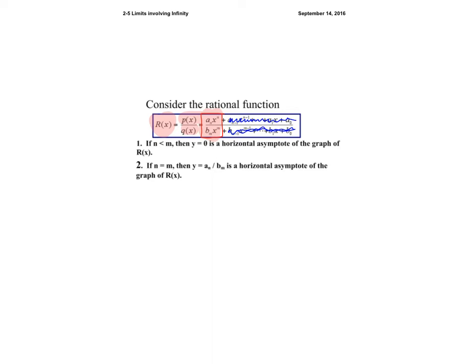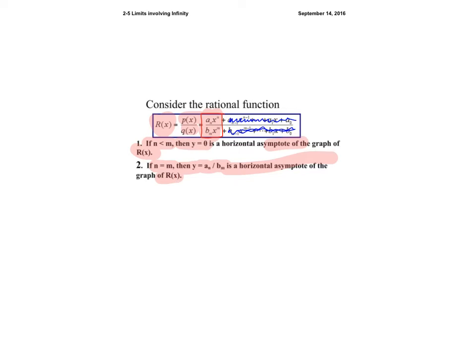But let's read what it says right here. If n is less than m, then y equals 0 is a horizontal asymptote of the graph of r of x. If n equals m, then a over b, the ratio of the leading coefficients of both, will be the horizontal asymptote of r of x.